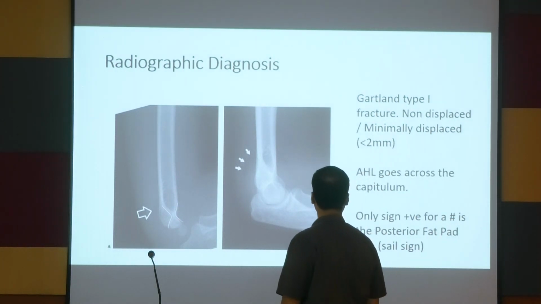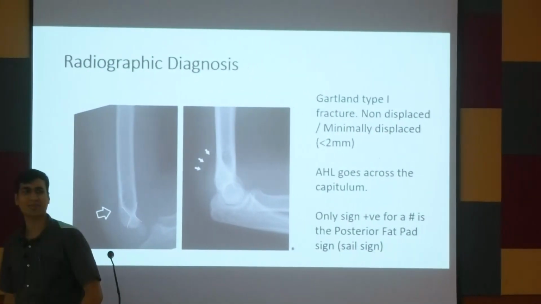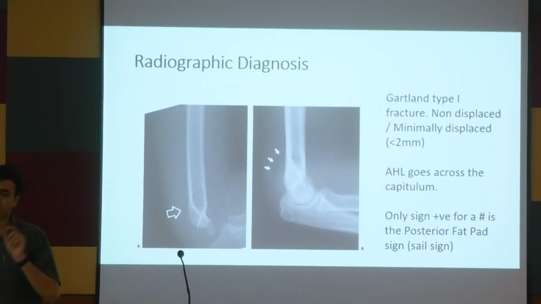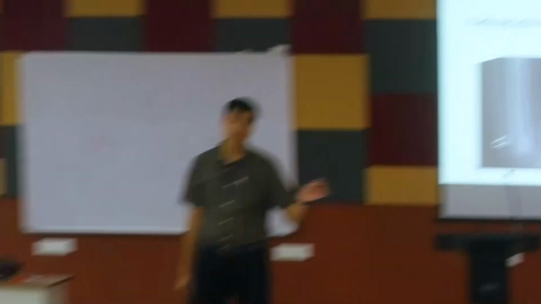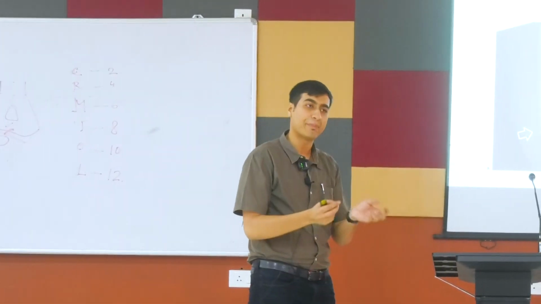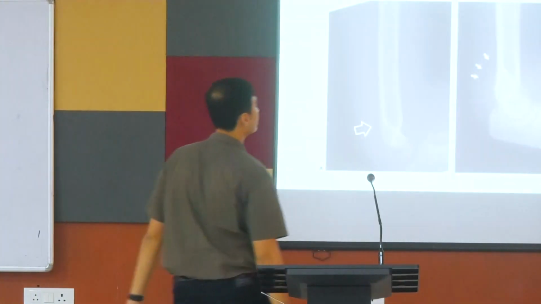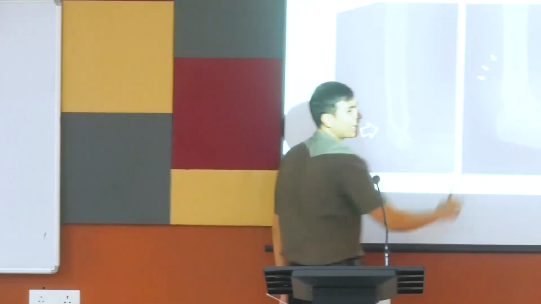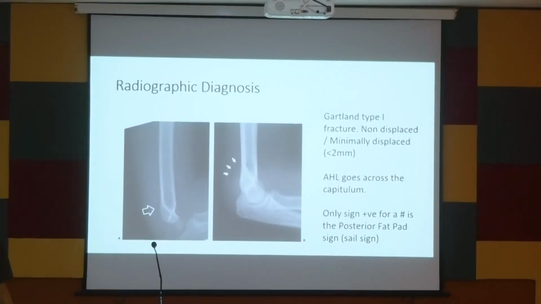Now, there is something called the fat pad sign, but you guys don't need to remember. For type 1, just remember it is an undisplaced, simple fracture. Fat pad is nothing but a layer of fat, and whenever a fracture happens, there is some seepage of fluid that causes inflammation over here. So for you guys, not needed. I just wanted to show this is how Gartland type 1 looks.